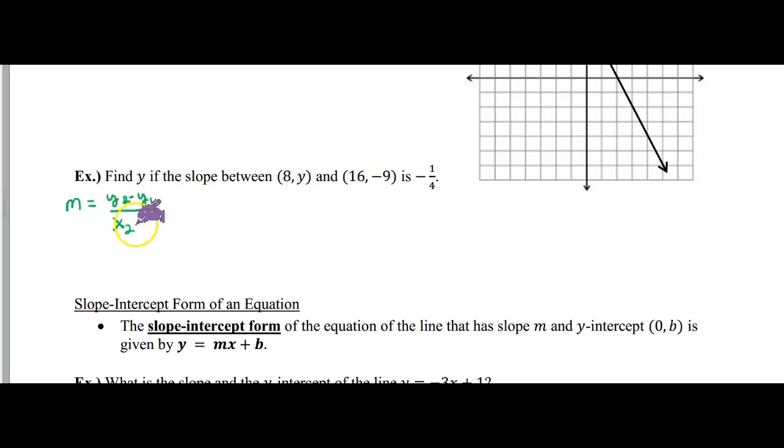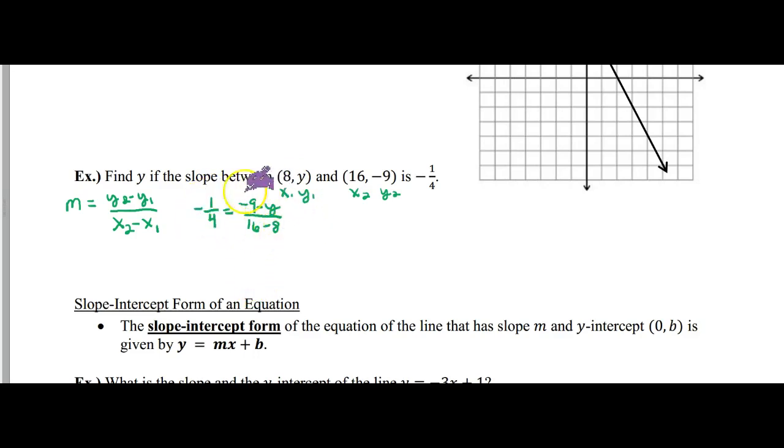So here's the equation, and we're going to fill in what we do know. We do know the slope is -1/4, so we know m, and I'm going to call this x1, y1, x2, y2. So y2 is going to be negative 9 minus y1, which is the piece we don't know, so it stays a variable, divided by x2 minus x1.